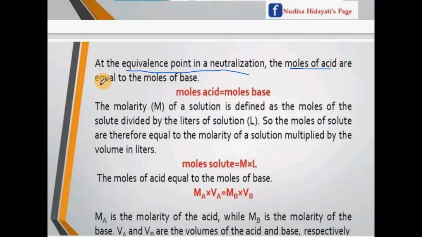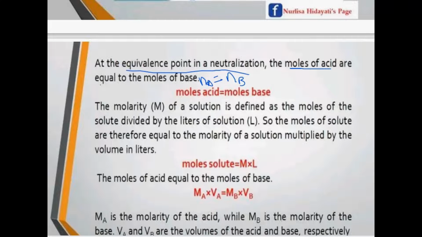So let's look at some calculations here. At the equivalent point, the moles of the acid equals the moles of the base. So let's have this simple equation. The moles of the acid, which we assume is Na, is going to equal the moles of what? The base. That is what happens at the equivalent point. Now the volume of the base that was able to neutralize the acid to the equivalent point is what we mean by the titer value.